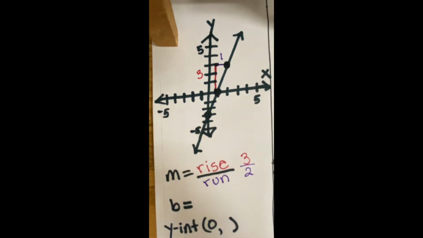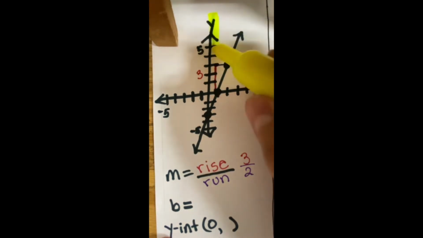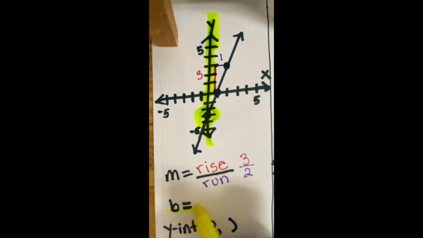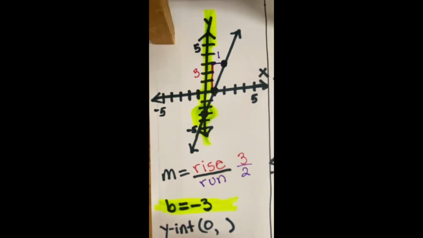How do you identify the y-intercept? That would be on the y-axis. So in this line, up and down, this is your point. So the point that touches the y-axis, that would be your b, your y-intercept. So that is a -3. And that's your answer. Now write it as a point, (0, 3).